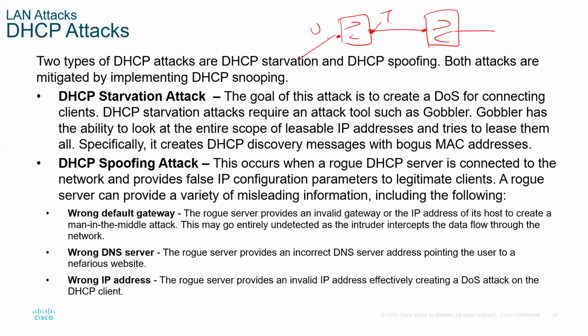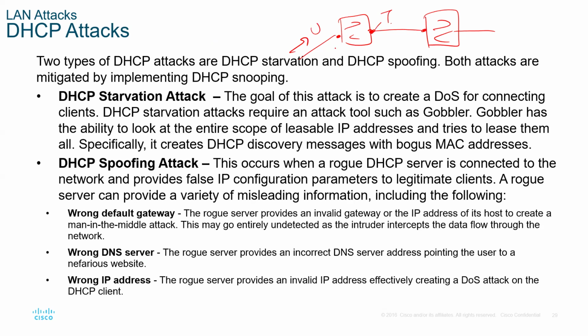So DHCP snooping basically classifies the ports on our network as either trusted or untrusted. The ports between my devices are trusted, and the ports to my end devices are untrusted. Why? If an offer comes from an untrusted port, it automatically gets blocked.